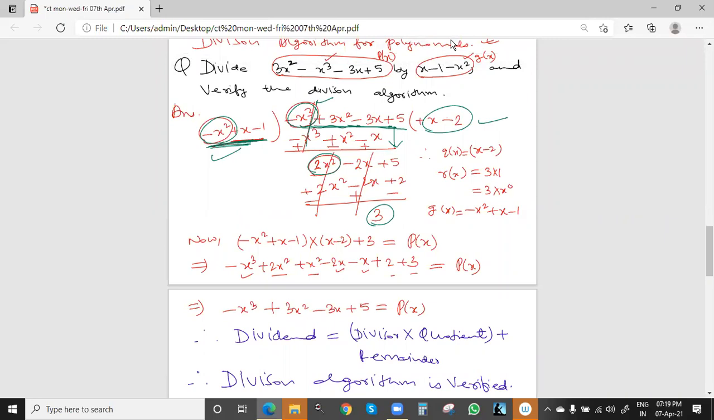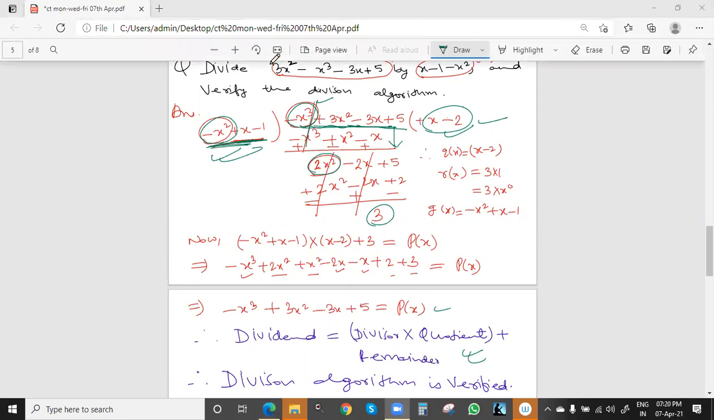And we can check divisor into quotient plus remainder. We are getting px value. That means correct. Formula is applicable. That means verified. Dividend is equal to divisor into quotient plus remainder. That means we can write division algorithm is verified.